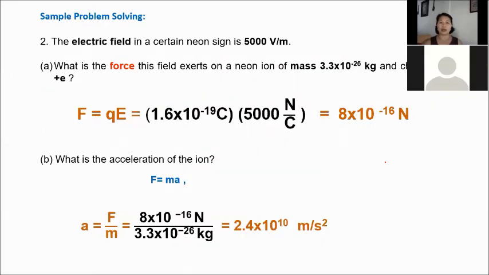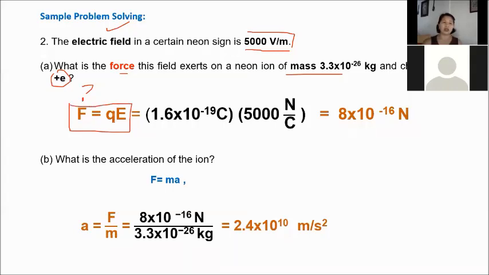Another example, we have the second problem. The electric field of a certain neon sign is 5,000 volts per meter. Electric field, so that is given. Next, what is the force? The force is the unknown, on the neon ion of mass m and a charge of positive e. Mass and charge. Now, in finding force, this is the derived formula.